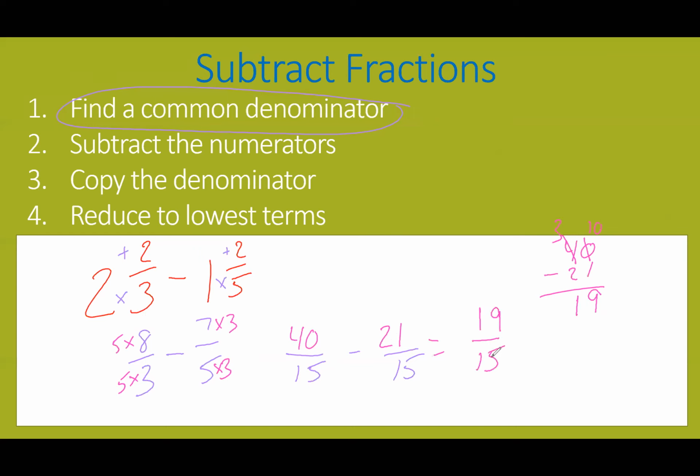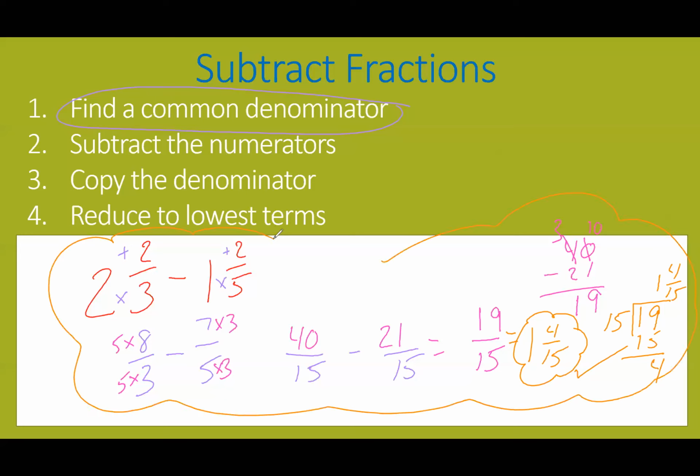40 minus 21 equals 19/15. Is that in lowest terms? Nope, I can still go smaller. So I do 19 divided by 15, and I know that's going to be 1. And when I subtract, I have 4 left over, 1 4/15. And that, my friends, is in lowest terms because 4 can only be divided by 2 or 4. And I can't divide 15 by 2 or by 4. So that is the answer. I hope you got that answer. And I hope you did all of this wonderful work on paper.